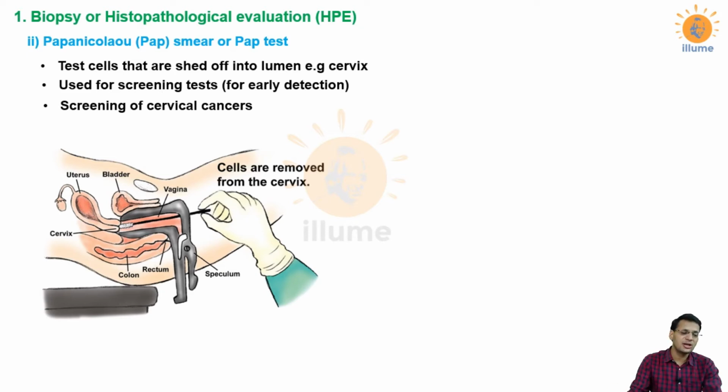This is the procedure in which an instrument is introduced up to the cervix. This is the uterus part, and this is the cervix part between the uterus and vagina. This instrument is introduced up to the cervix, and then the cells are collected from that particular site and sent for microscopic examination.